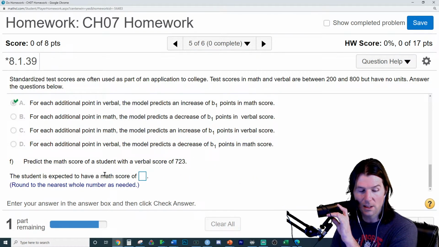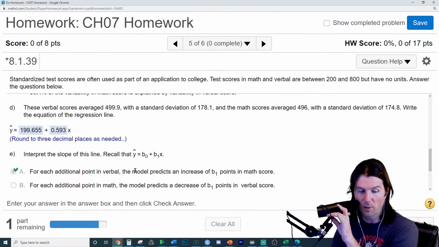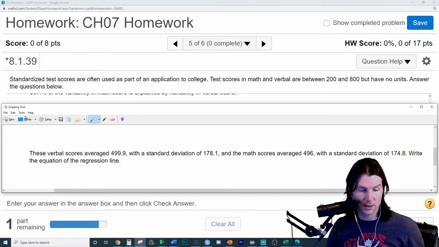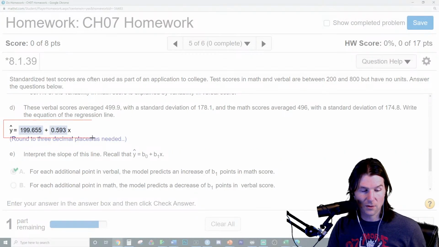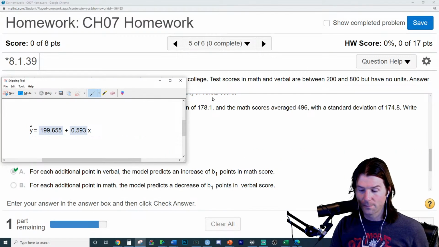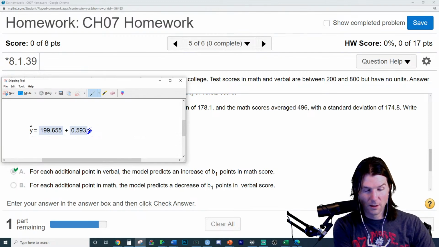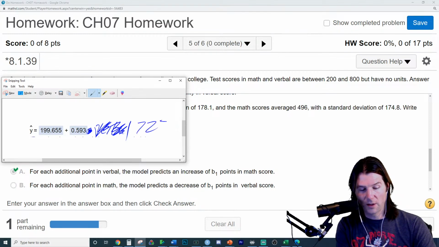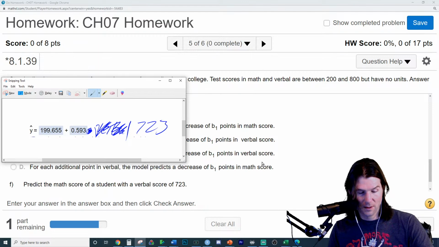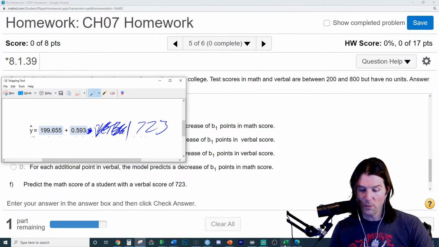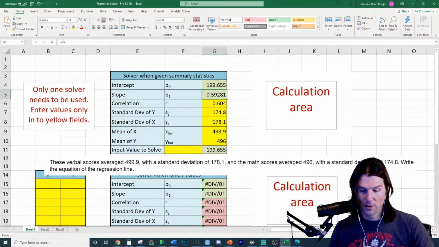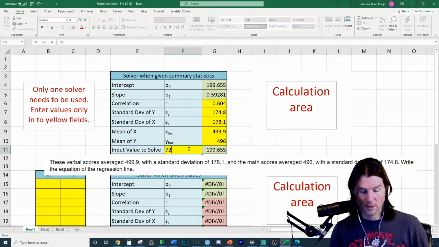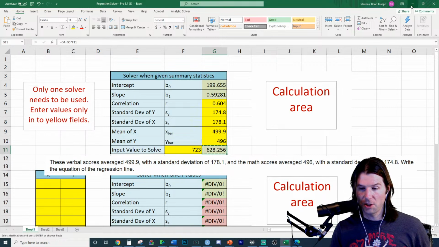The next one, predict the mathematics score of a student with a 723 verbal. Very important right here: to predict, since X is verbal, we take the equation and just plug in the value of verbal. Whatever it says for the verbal score, which was 723, we plug that in. But guess what? Regression solver to the rescue. There's the prediction, and it solves it for you.